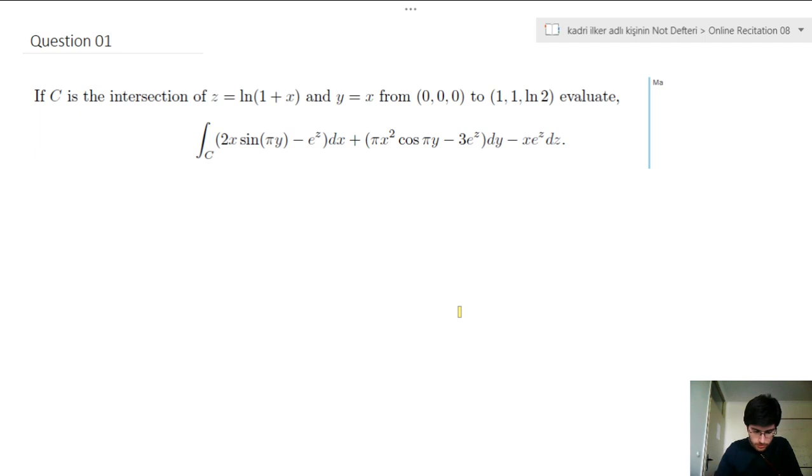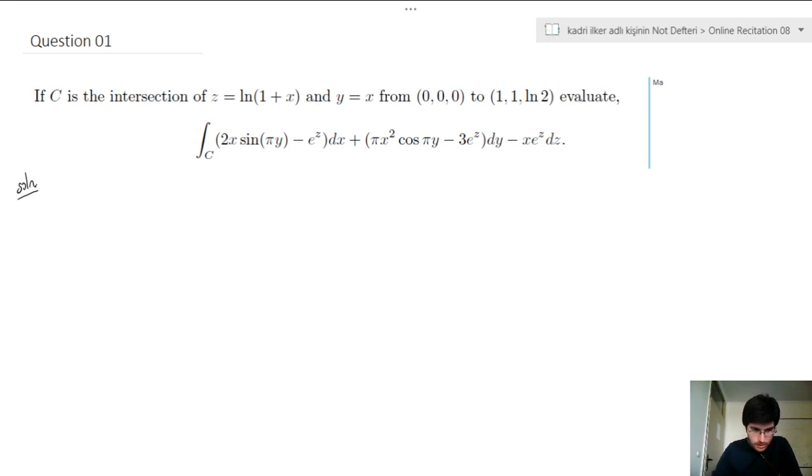Okay, first problem. So we have a curve C, the curve of intersection. Actually, we don't care about the shape of C. If you remember, last time we used the idea of path independence. But to do this, we need a conservative vector field.